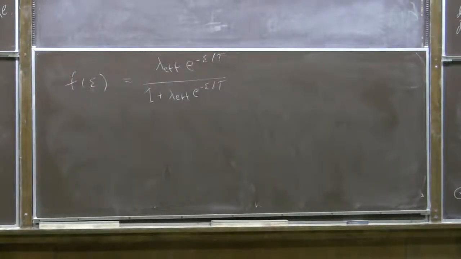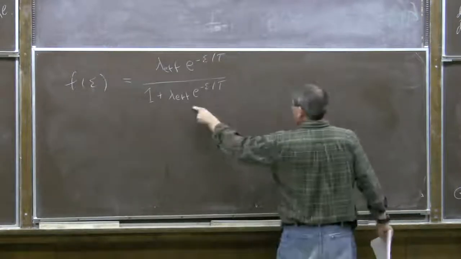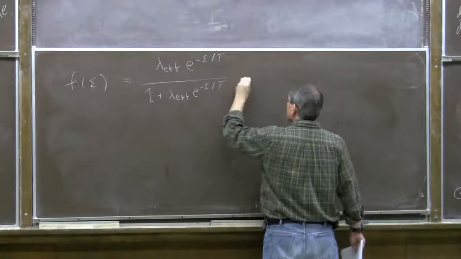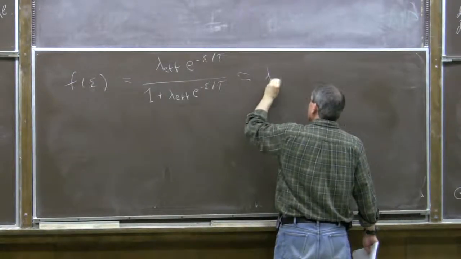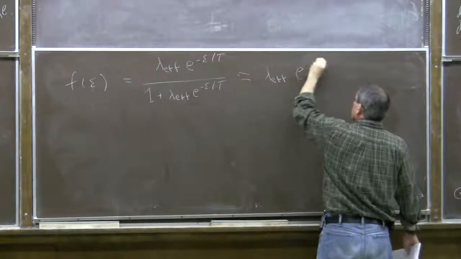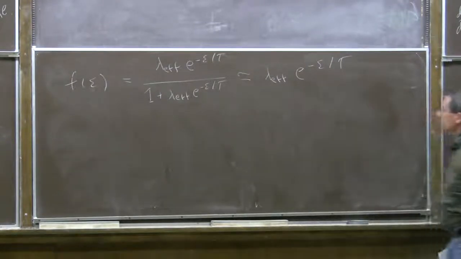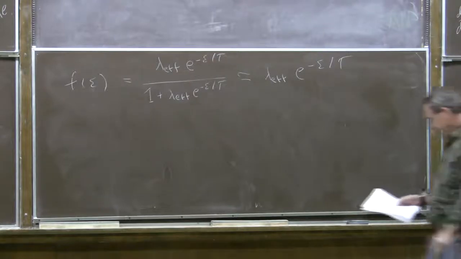And this is what I mean by lambda effective, lambda times z internal. And in the classical regime, this is much smaller than the 1, so this is essentially lambda effective, e to the minus epsilon over tau, where epsilon is the energy of the orbital. So we had exactly the same formula before, but now we have lambda replaced by lambda effective.